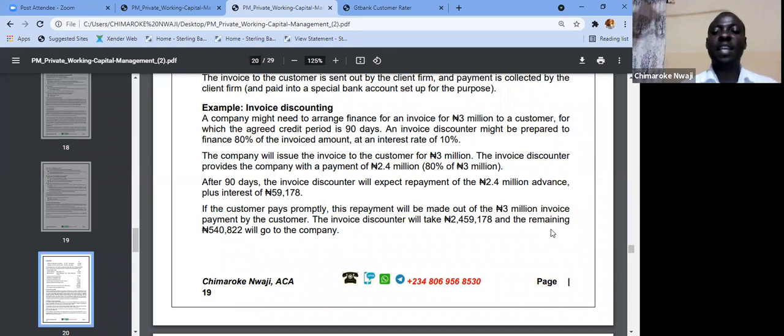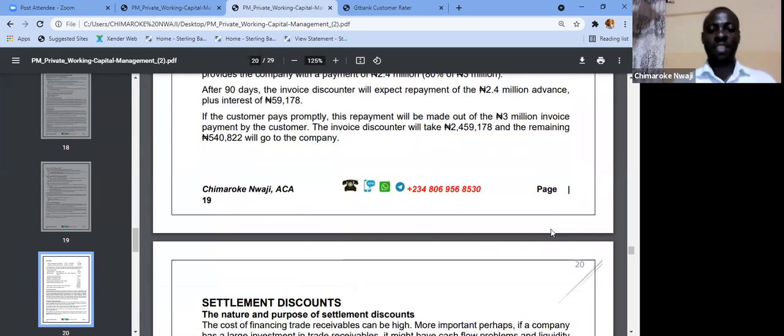So you see here that you have a 3 million invoice. Instead of waiting for 90 days to get that money, you take 80% of it up front, your customer pays your 3 million later, and you have used this money to turn over your business while waiting for him to pay. So that's invoice discounting.